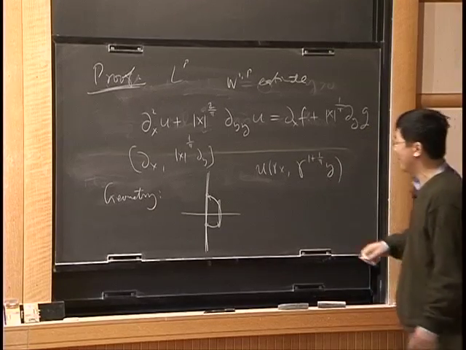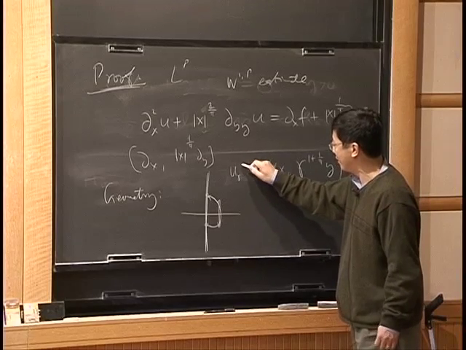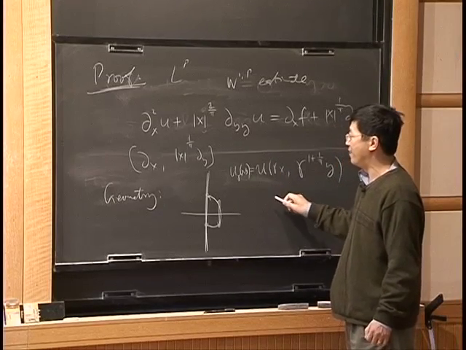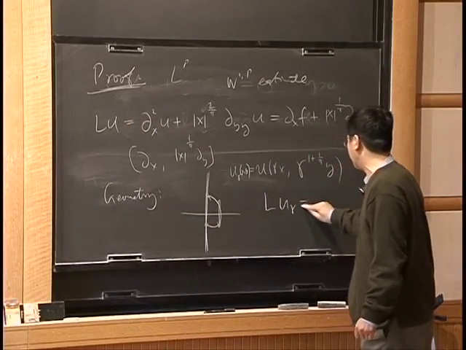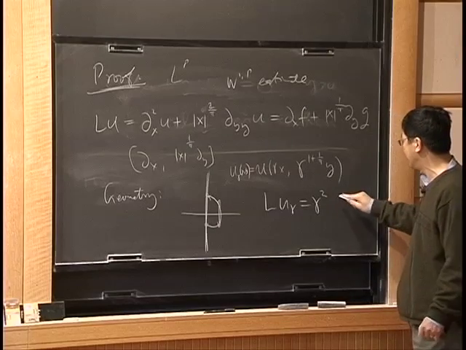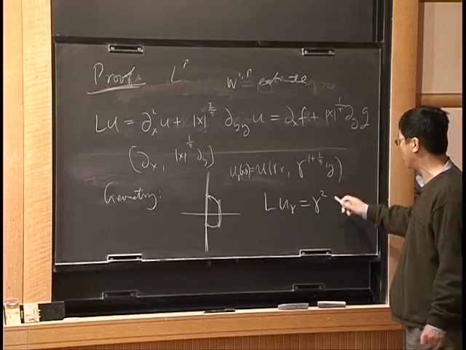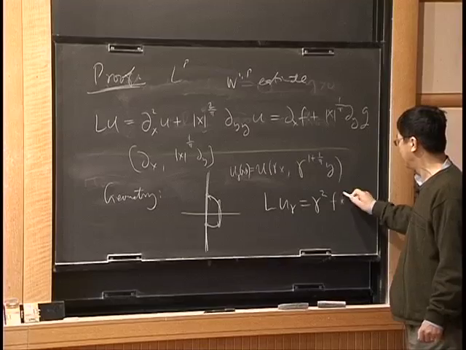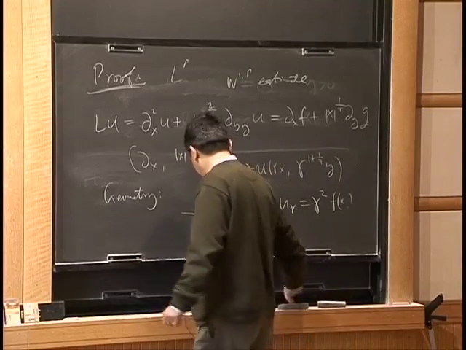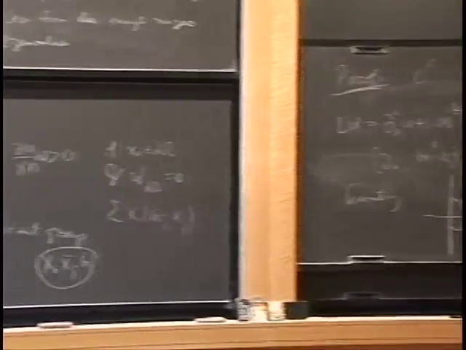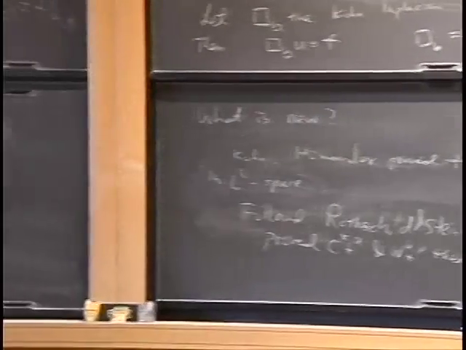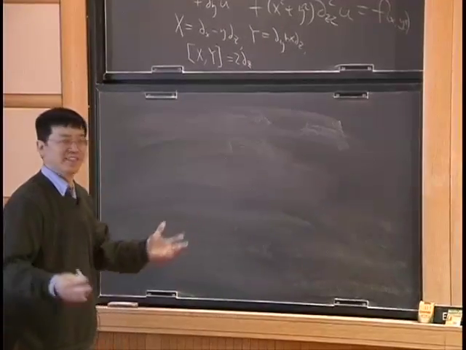Scale invariant. So if I define U_R of x, y, and I define this operator L U, I have L U_R equals, you do have R squared, then good things on the right-hand side. Okay. So the key point is, how can you prove an LP estimate in 10 minutes?